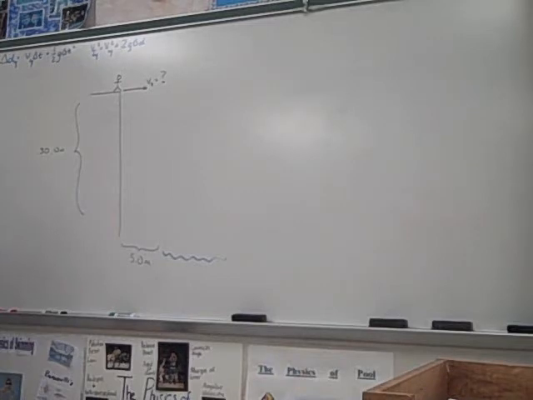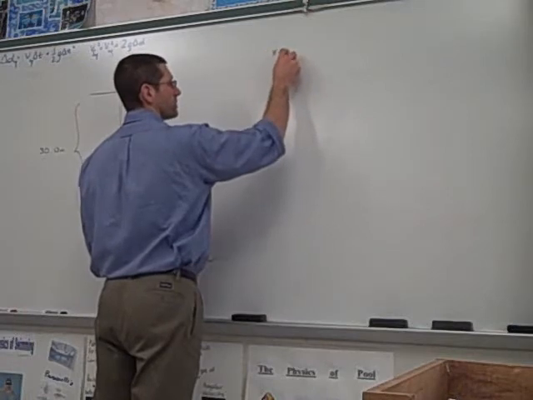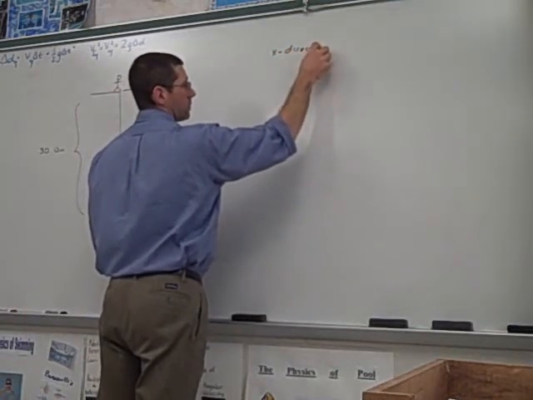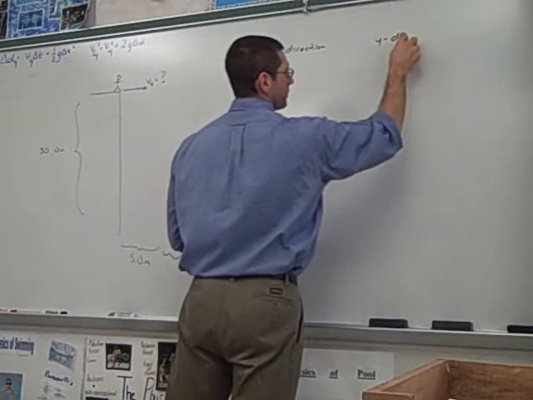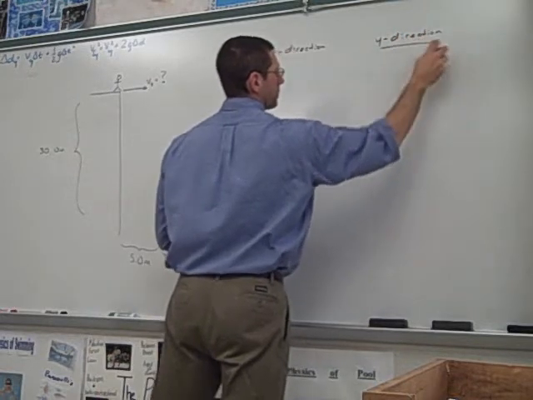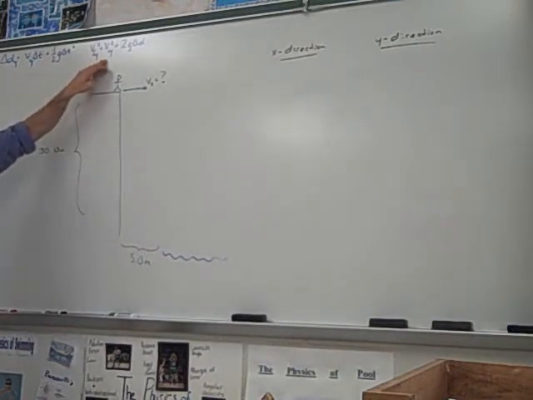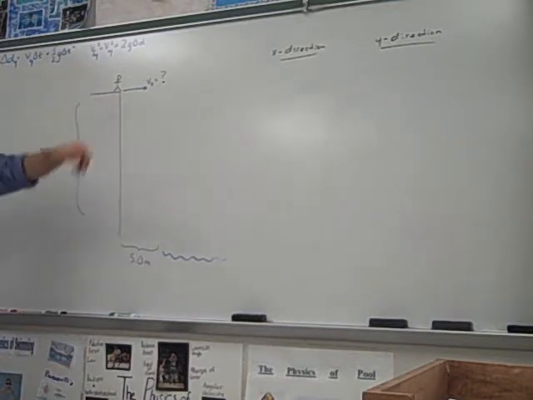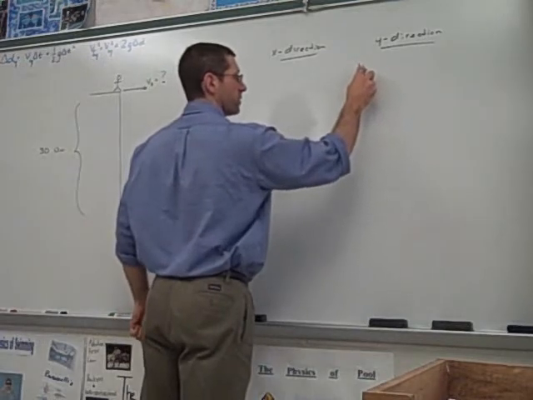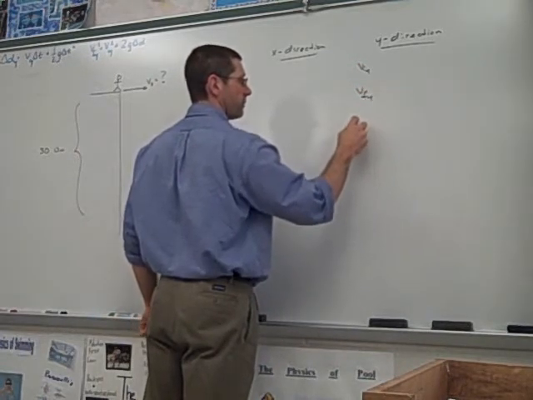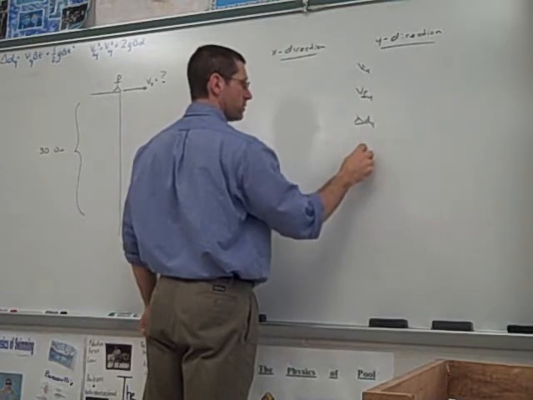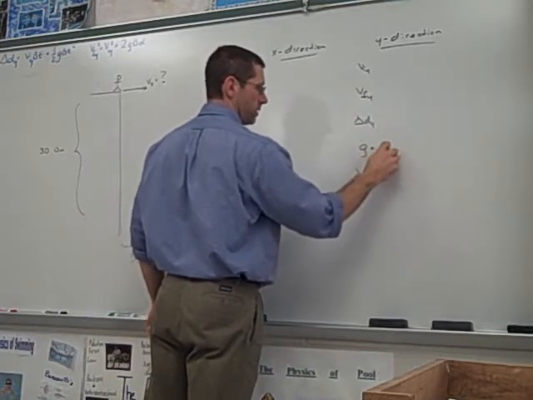Now, in these problems, you want to think x and y separately. So we want to look at x direction variables, and we want to look at y direction variables. Okay? So remember our three kinematics equations, they deal with accelerations, right? All the acceleration is going to happen in the y direction. So these three equations are going to be used for your y direction. So we're going to list the 5 variables here, the y variables. Viy, Vfy, delta dy, g, and delta t.